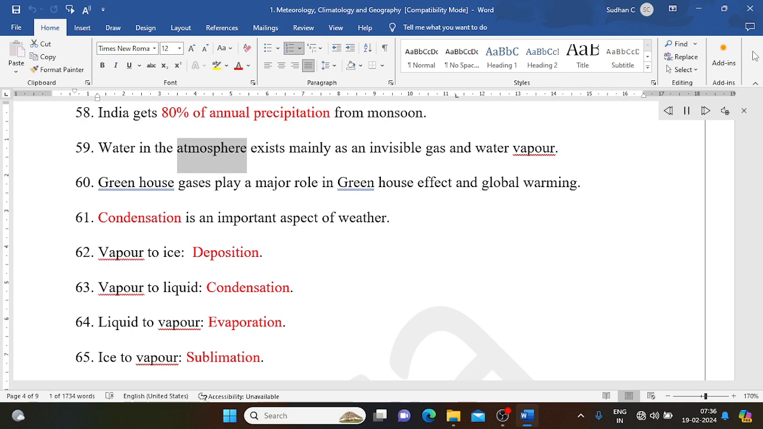Water in the atmosphere exists mainly as an invisible gas, water vapor. Greenhouse gases play a major role in the greenhouse effect and global warming. Condensation is an important aspect of weather. Vapor to ice, deposition. Vapor to liquid, condensation. Liquid to vapor, evaporation. Ice to vapor, sublimation.